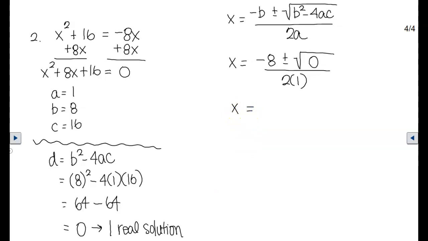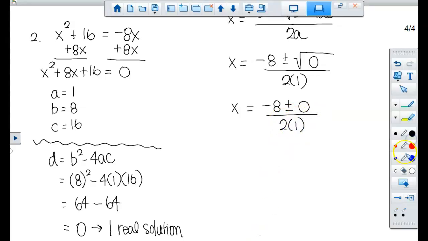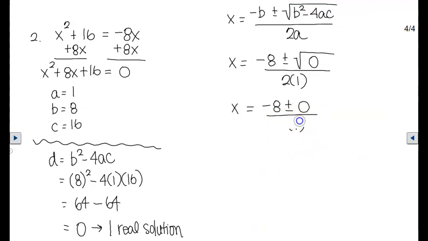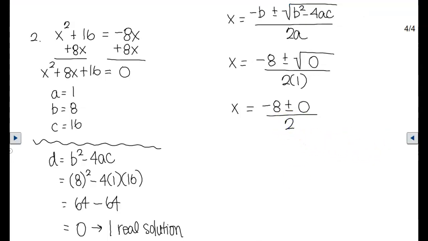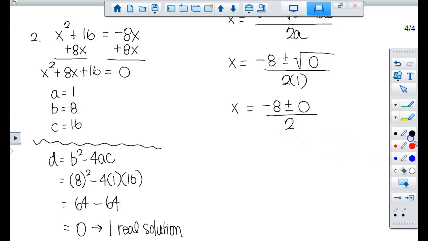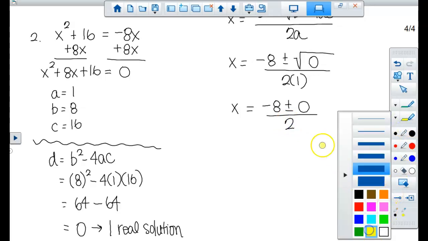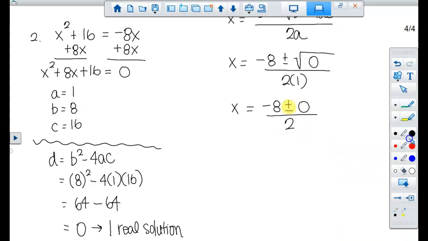Now remember what I said. Once it's all filled in, work on the square root first. The square root of 0 should be easy. The square root of 0 is just 0. So we get negative 8 plus or minus 0 over 2 times 1. Oh, and I'm going to go ahead and make that 2 times 1 just a plain old 2. Let's go ahead and do that multiplication. Make life easy.